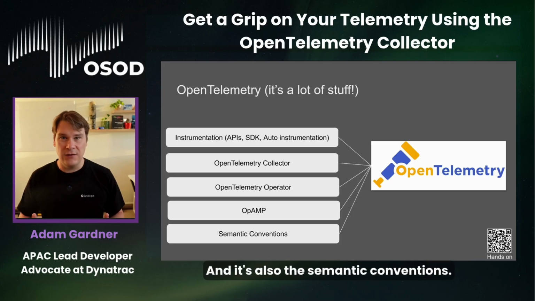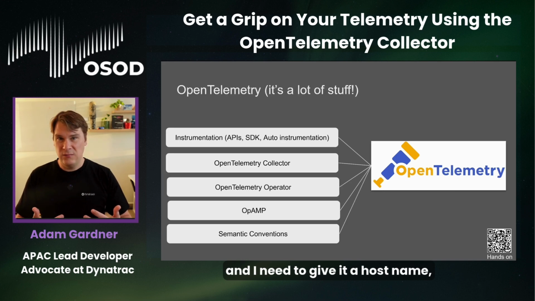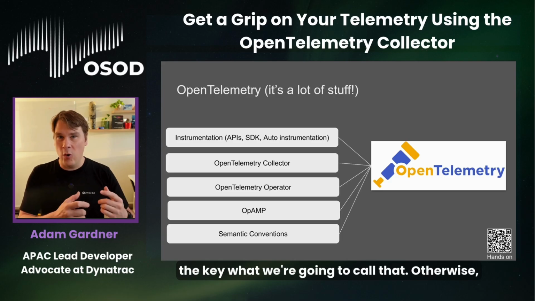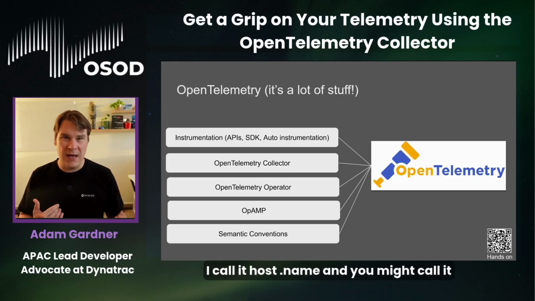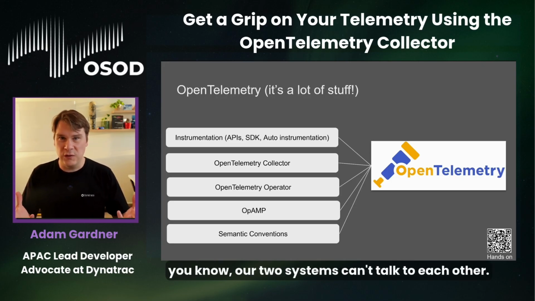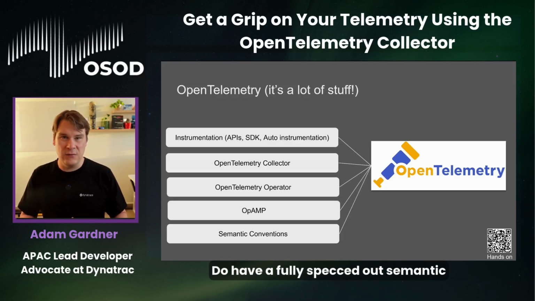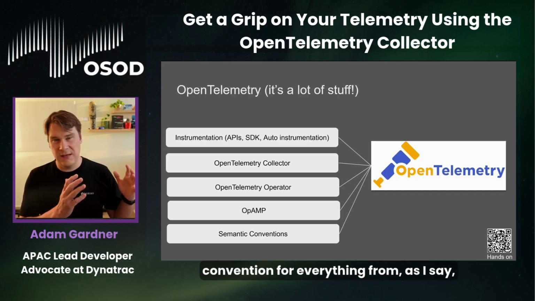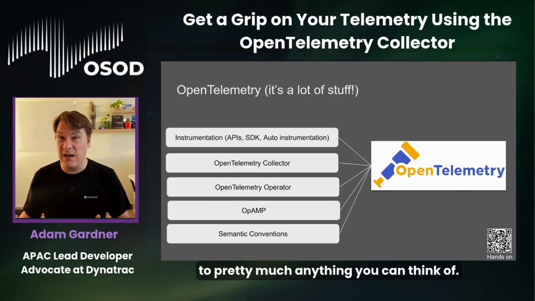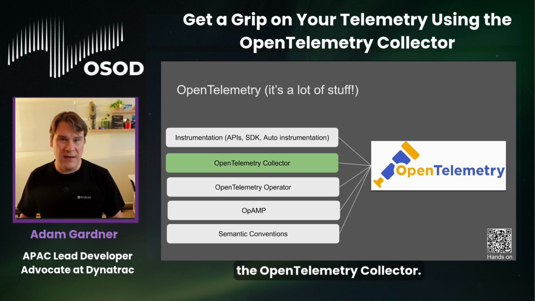And it's also the semantic conventions. So if I'm talking about a virtual machine and I need to give it a host name, you and I need to standardize on the key, what we're going to call that. Otherwise, I call it host.name and you might call it host_name. And then our two systems can't talk to each other. So the OpenTelemetry project do have a fully spec'd out semantic convention for everything from, as I say, virtual machines to AI to databases to pretty much anything you can think of. Now, today we're only going to focus in this session on the OpenTelemetry Collector.